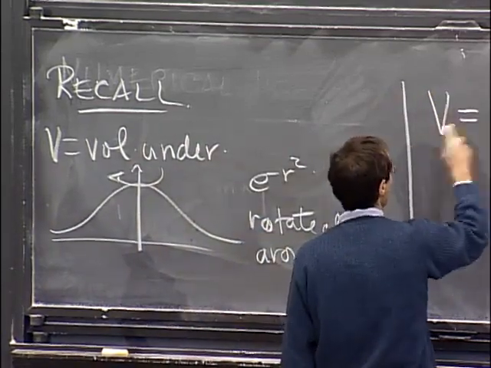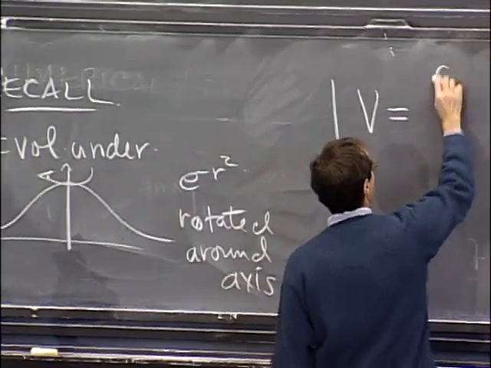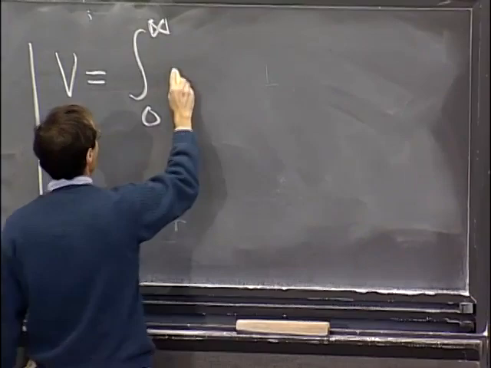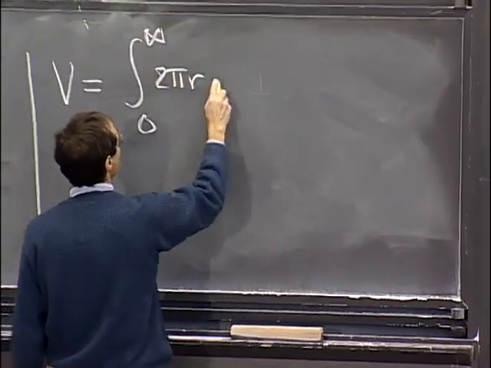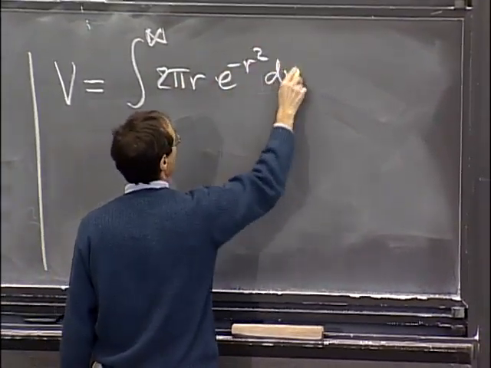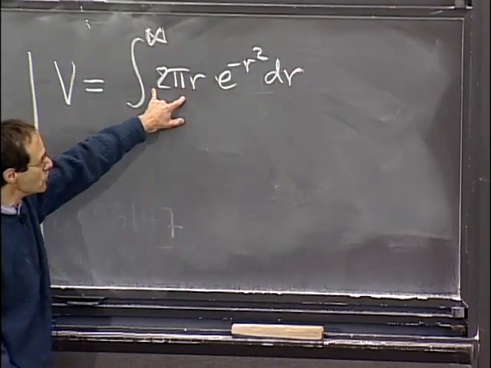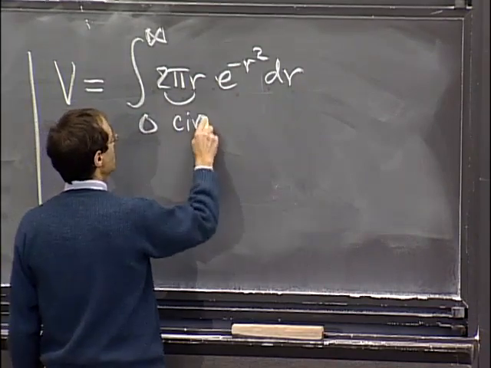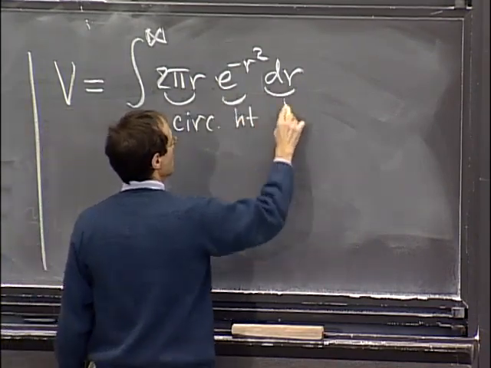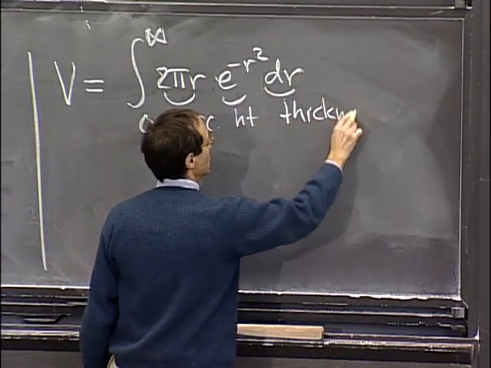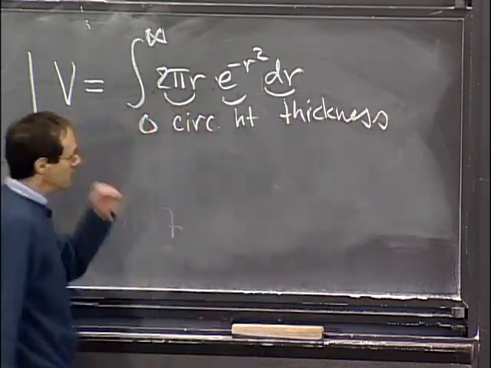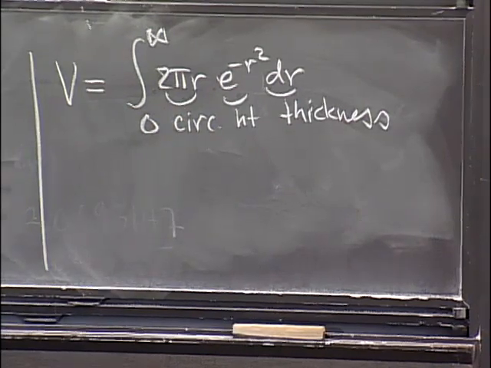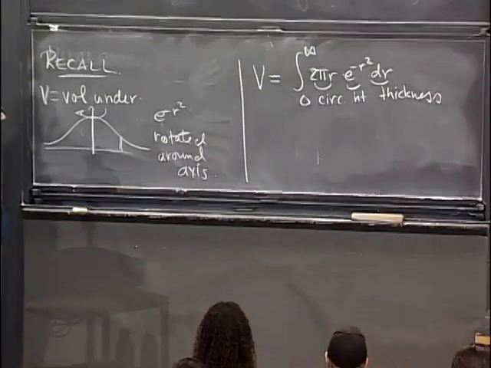I'm just going to remind you, it goes by shells. We integrate the whole range from 0 to infinity, and we have 2 pi r e to the minus r squared dr. So this, again, is the circumference of the shell, this is the height of the shell, and this is the thickness of the shell. Circumference, height, thickness. Okay, so we're just taking a little piece here and sweeping it around, and then adding up.